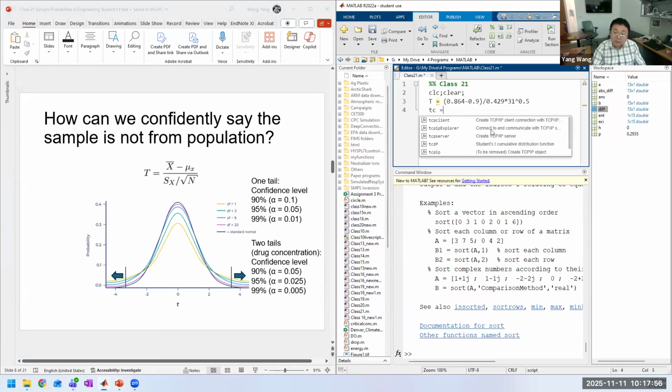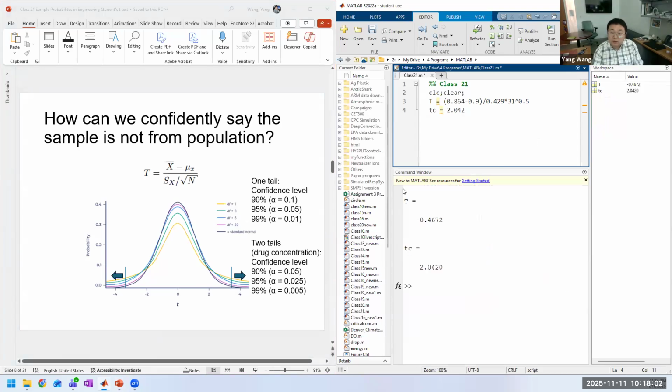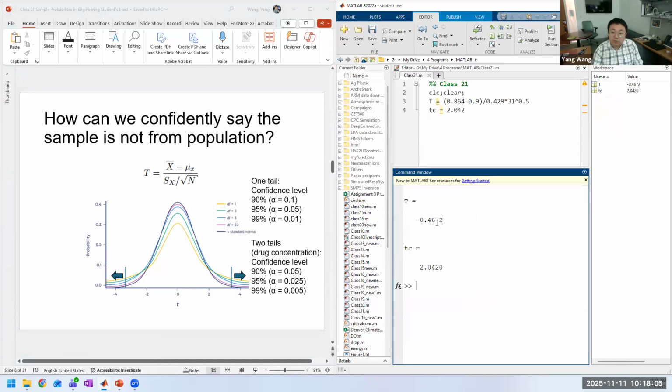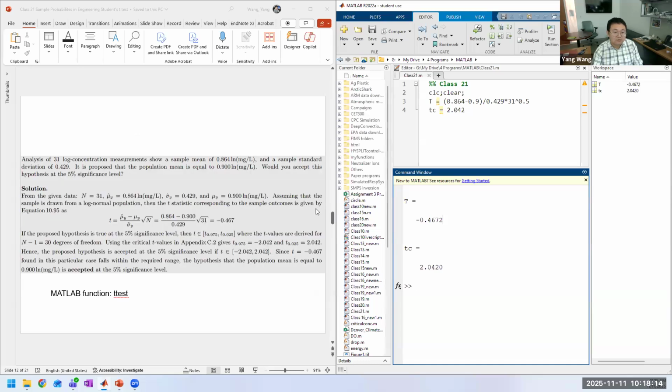So then basically tc, we said, is 2.042, right? And then we can do the calculation. It turns out that t is minus 0.4672, which is within the range of -2 and +2, right? So it means that basically it satisfies the standard. So this is the t value we calculated. Since in this case it falls within the required range, the hypothesis that the population mean is equal to 0.9 log milligram per liter is accepted at the 5% significance level. In other words, 95% confidence level.